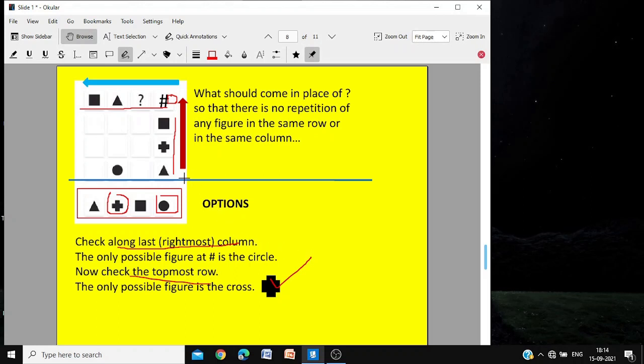First we check vertically the last column and we find that this must be replaced by circle, and then we check the topmost row and we find that all the other 3 symbols have been used including the circle. So the only one which has not been used is the cross. There is a cross which should come here. So the final answer is cross. This is the choice.